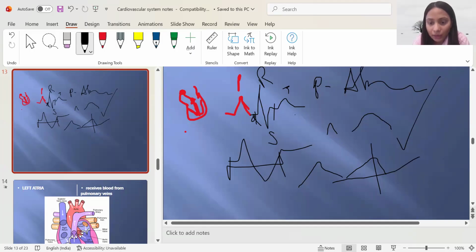Now, what can you see on my screen? ECG. Okay, so now let me show you a real ECG, a real graph, and you will tell me where is the P wave, where is Q, where is QRS.